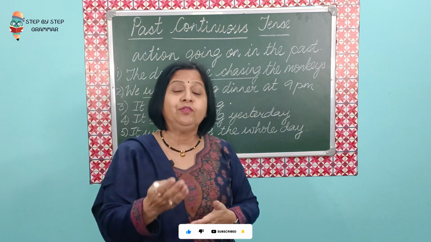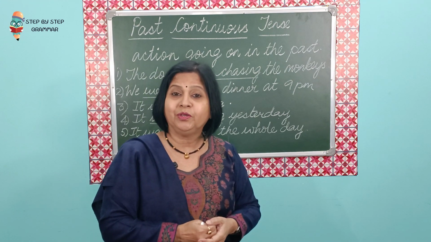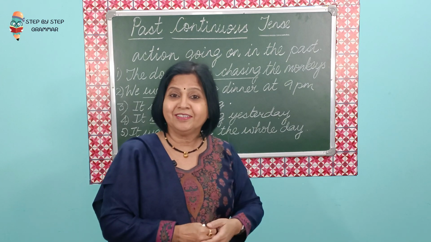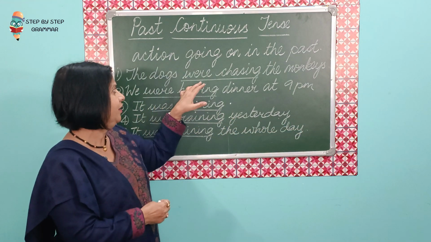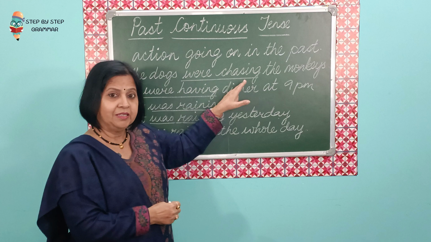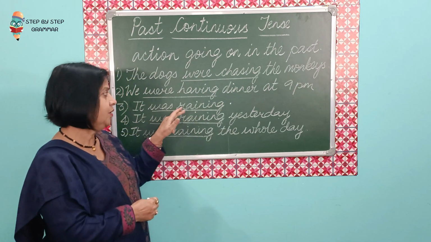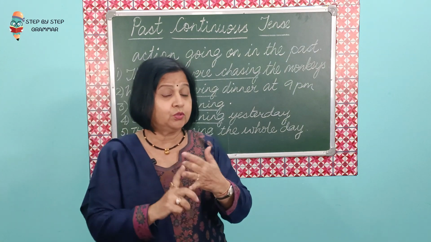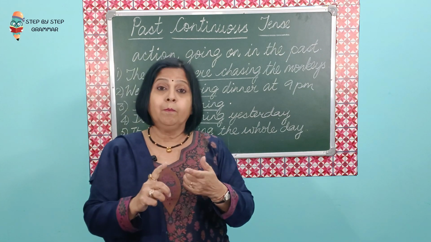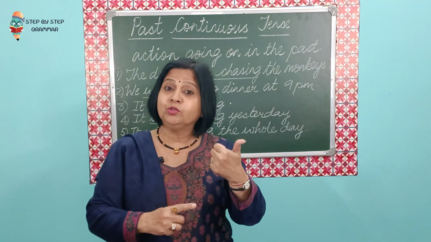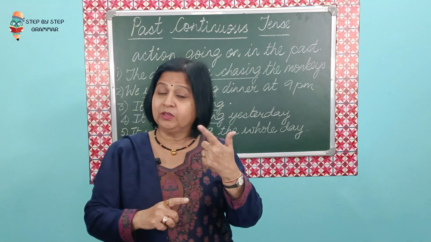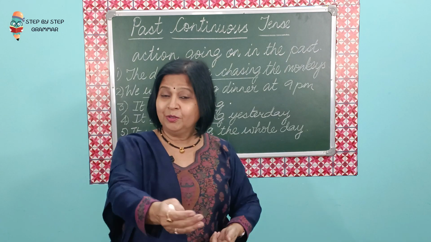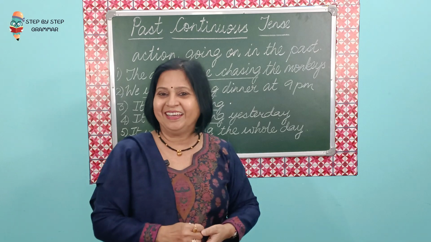And how do we form the past continuous tense? Very easy it is. You've already seen over here. It is were plus the ing, was plus the ing, and these are the only two helping verbs that we use, was and were. But was is used with which pronouns? You can see it in your next slide.